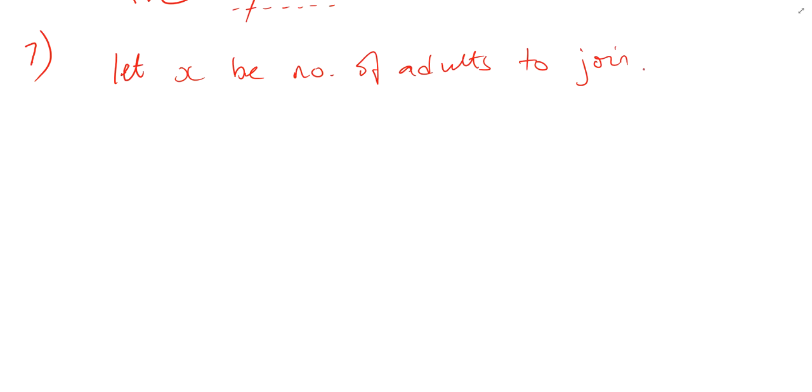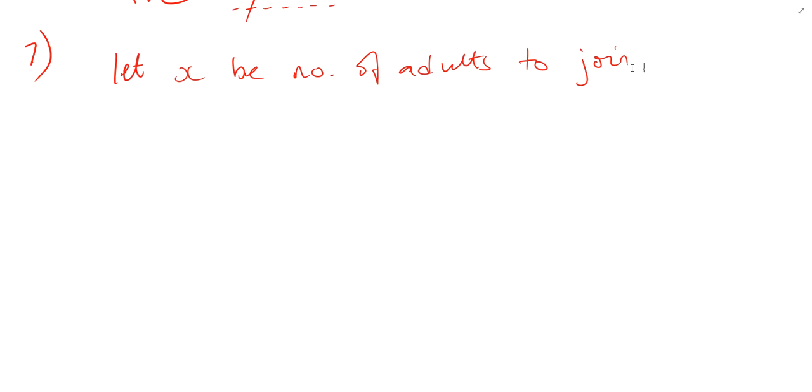So because they want the smallest number of adults to join, right? Let X be the number of adults to join. Understand this statement, this assumption? X is the number of adults to join, not including the current adults. So if you want at least 70% of the members should be adults, then the number of adults divided by number of members times 100% should be at least 70%.